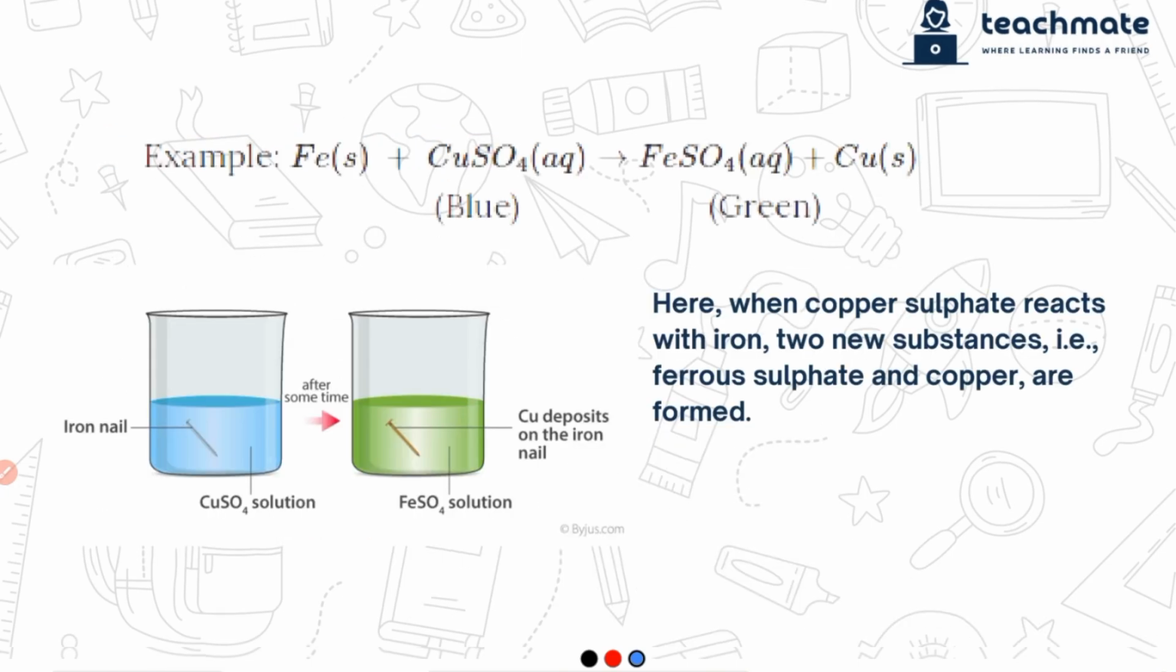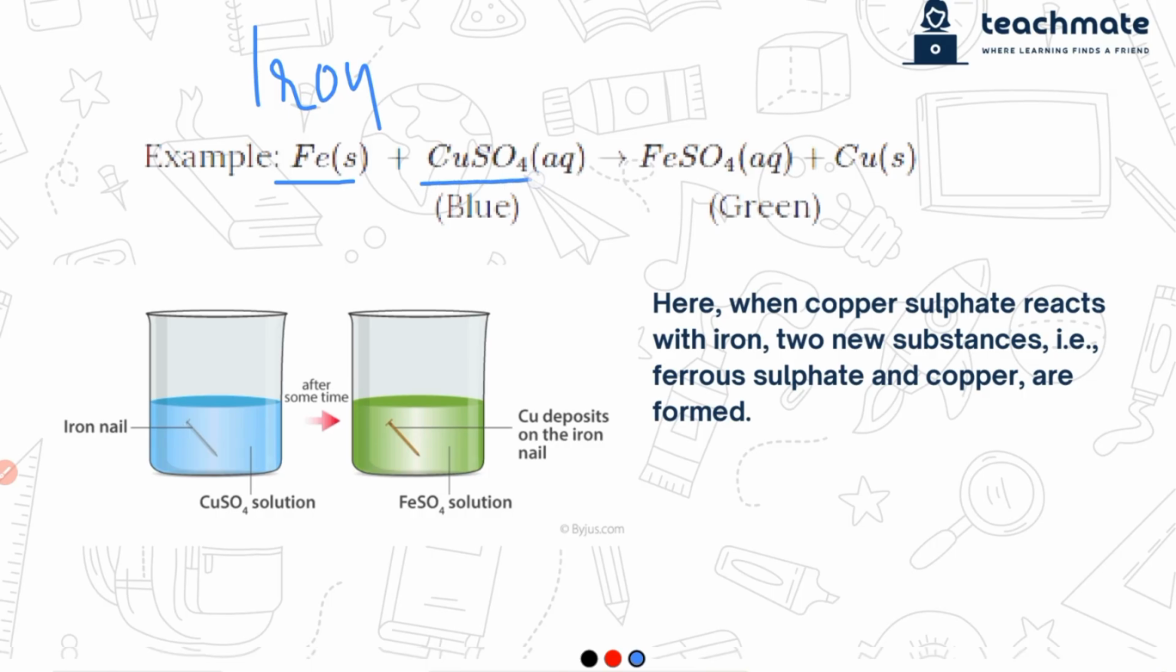This is another example. Fe means iron. Iron is a solid substance. You have to mention the state also, what state that substance is in. The solid state is given in this bracket, (s), which means the substance is in solid state.